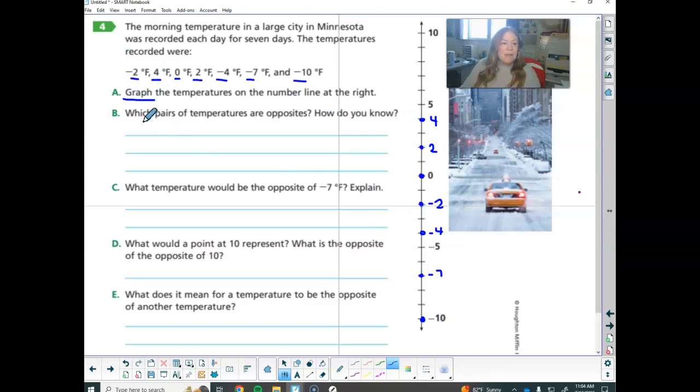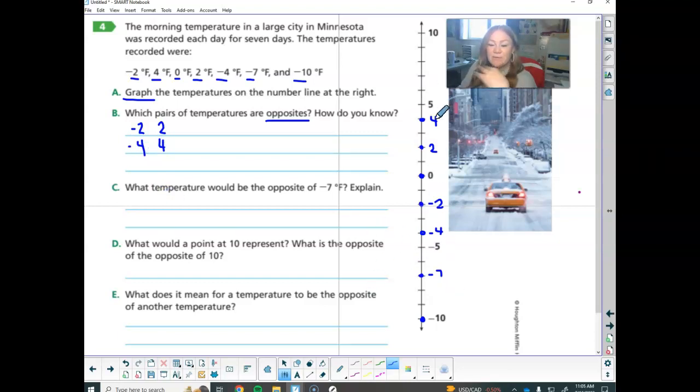A is done. Now it says which pairs of temperatures are opposites. So we're looking for the ones that are on opposite sides of 0 at the same distance. So remember, 0 doesn't have an opposite. So let's go. Do we have a 2? The opposite is -2. So -2 and 2 are opposites. They're both 2 away from 0 in opposite directions. I can see we have a 4 and a -4. So -4 and 4 are opposites.